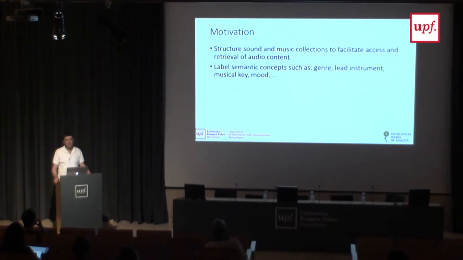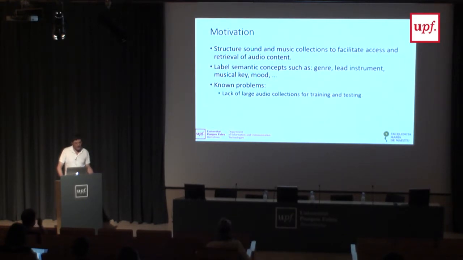And the concept of labels that we want to add automatically, if it's not added manually, are things like this. In music, a typical type of labels is what genre of music it is, or what instrument is being played, or what is the musical key, or what is the mood, etc. And there is a number of known semantic categories that are useful for facilitating the discovery of the content. The current known problems that everyone in the community agrees on are these ones.